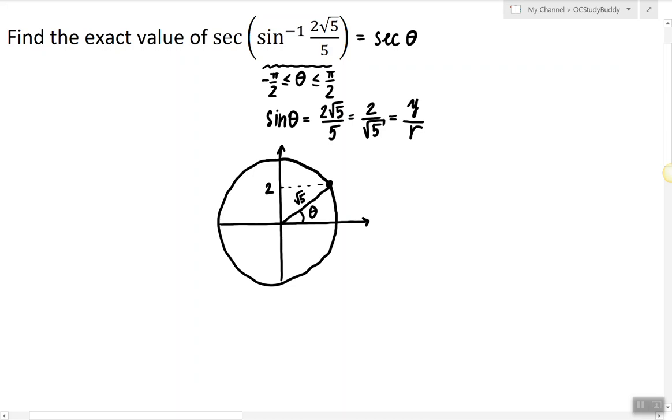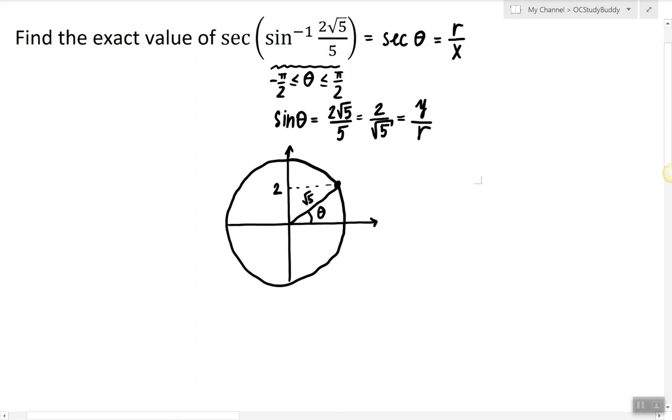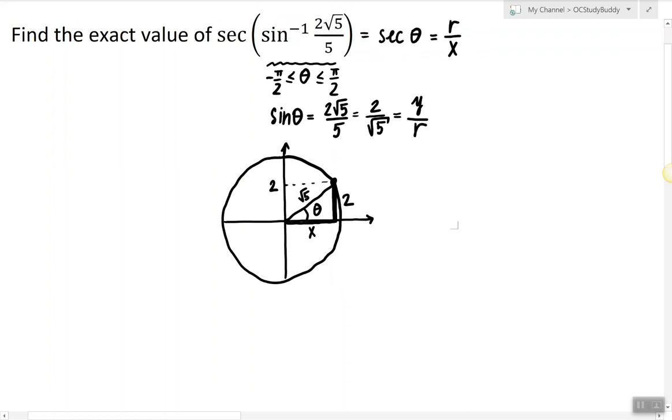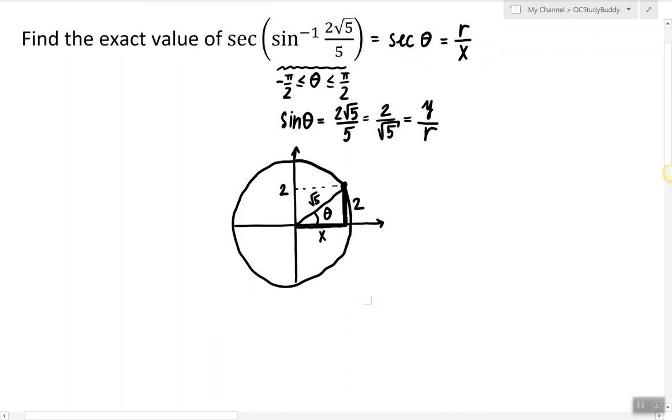And since I'm looking for secant theta, I would recall that by definition secant theta is equal to r over x. That means all I need to know to answer this question is r and x, and I already know r, so I need to focus on finding x. And to find x, I'm going to draw this triangle, which is called the reference triangle. In this triangle, we know this height is 2, and this base is the x-coordinate of the point that we are looking for. So we can find the x-coordinate by applying the Pythagorean theorem.